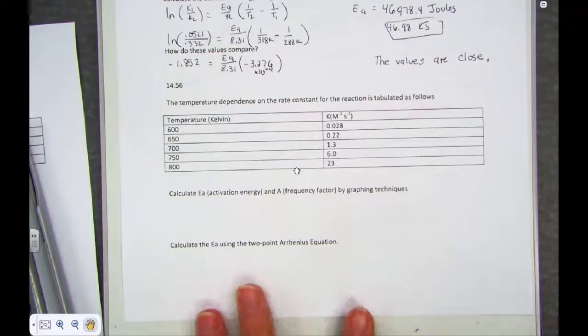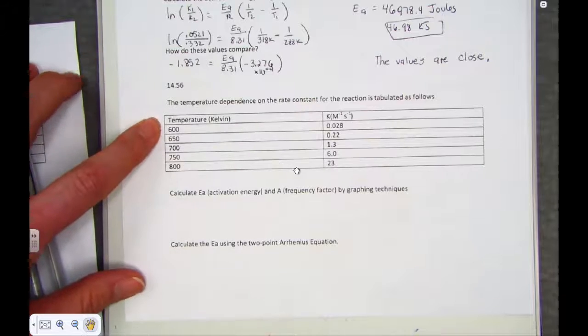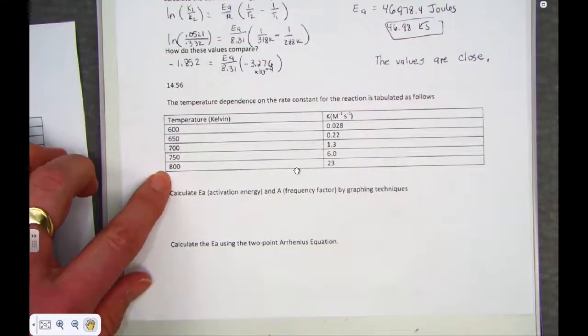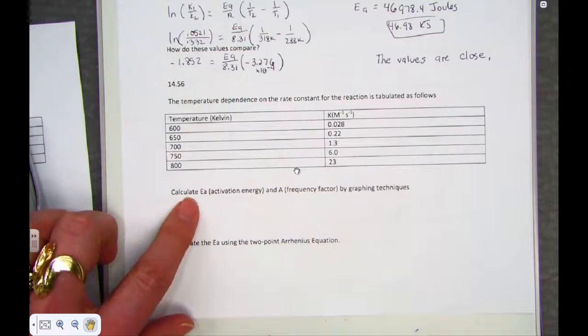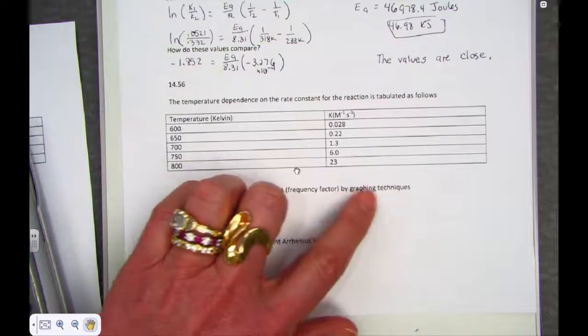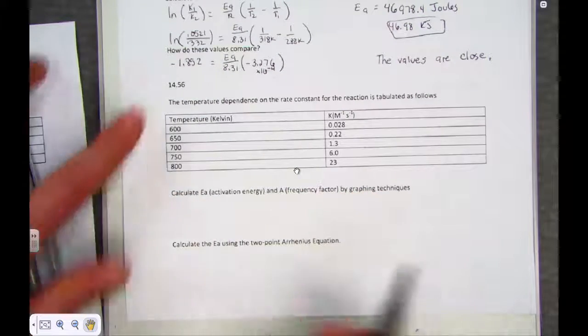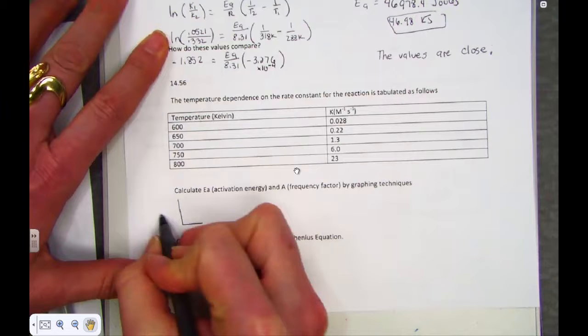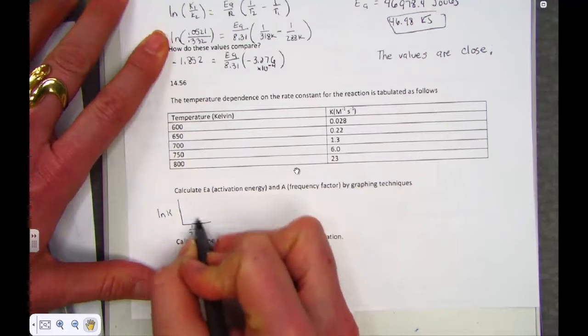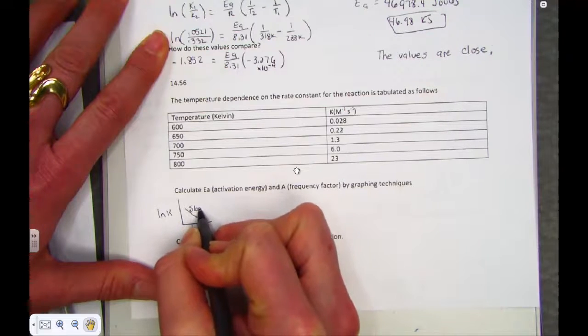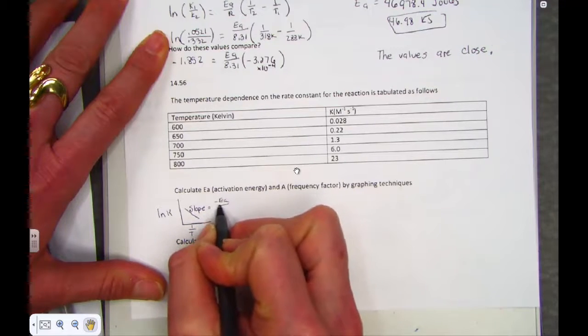We have one more to try together. It's number 56. Number 56 also has us graphing and using the two-point form of Arrhenius. Here we have Kelvin temperatures running at a series of trials and some K constants running. Calculate EA and the frequency factor by graphing techniques. So by graphing techniques, very similar to what we've done up here, we have to generate natural log of K's over the reciprocal of Kelvin temperatures and find the slope, knowing that the slope will give us negative EA over R.